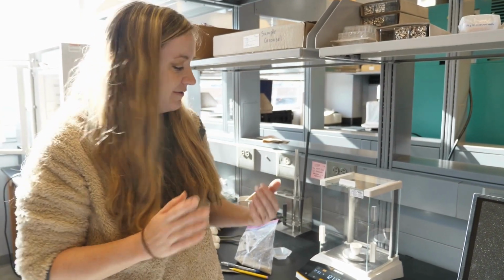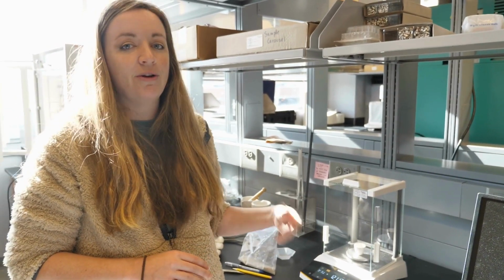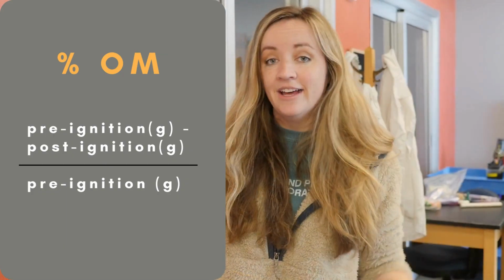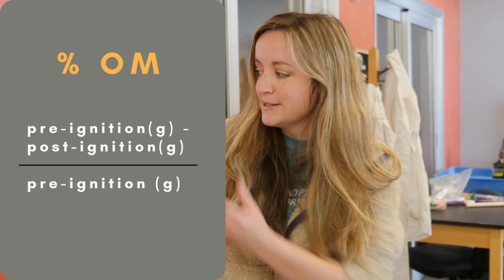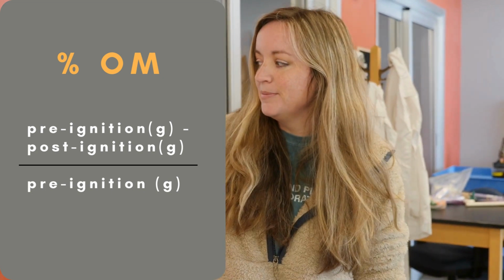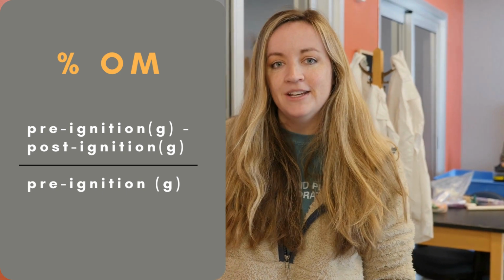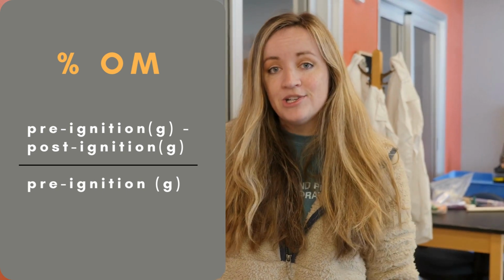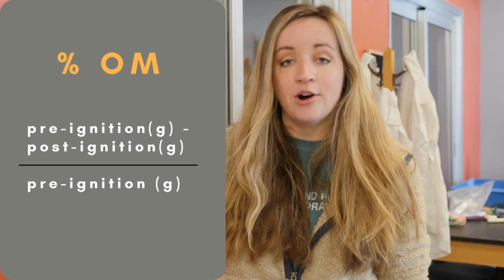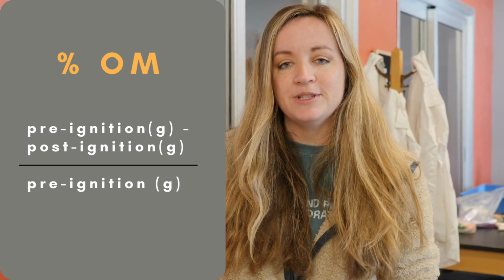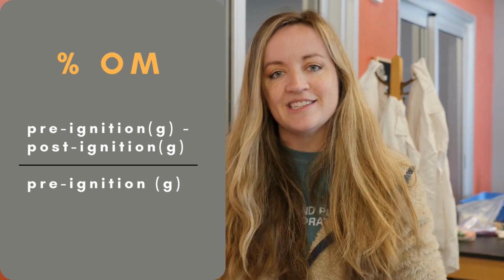And keep in mind, you'll have to subtract the weight of the crucible from your post-ignition weight to determine the weight of the soil inside. And there you have it. Take those numbers, plug them into this equation to determine percent organic matter. You can then use other allometric equations to determine percent carbon, perhaps, of the soil sample, depending on where you sampled, using existing literature.